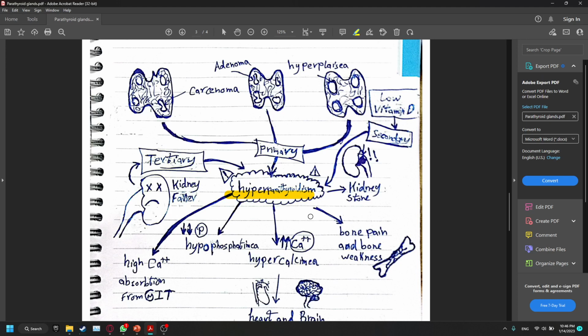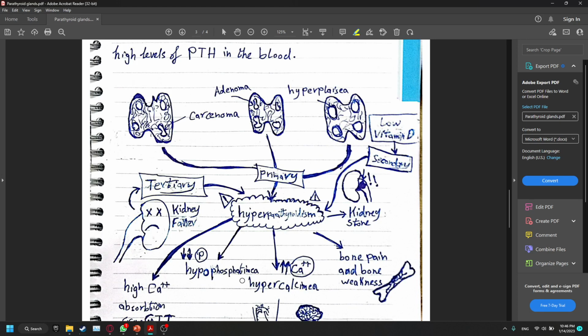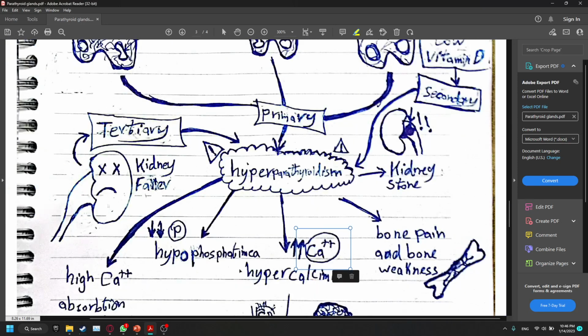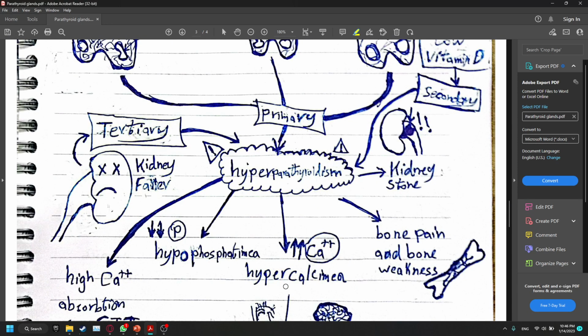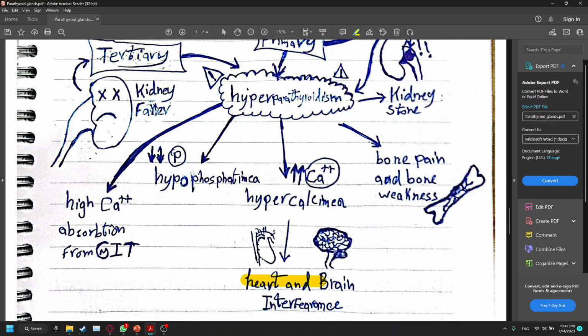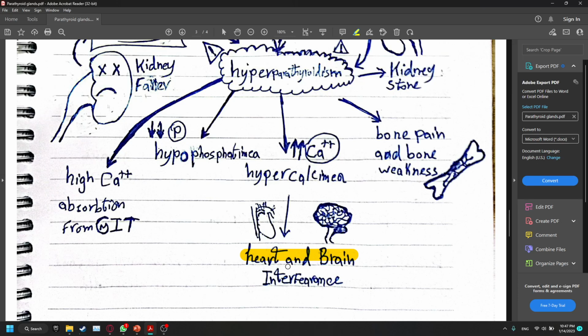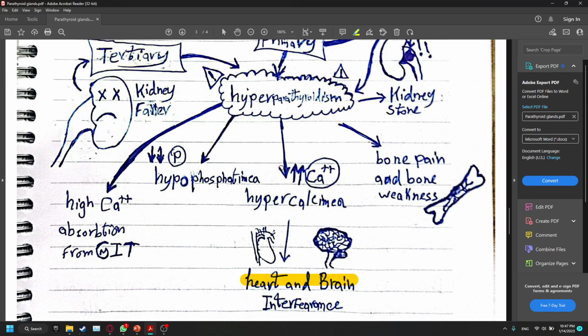So what does hyperparathyroidism do in your body? Well, it does a lot of things. Mainly, it drives your calcium levels to abnormally high amounts, and that is bad for you because that's going to cause hypercalcemia, and you don't want that in your body because it can cause heart and brain interference. But it can also cause low levels of phosphate, hypophosphatemia.